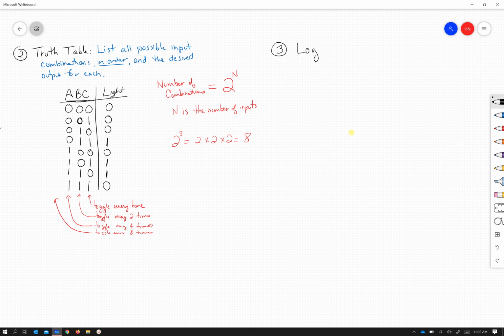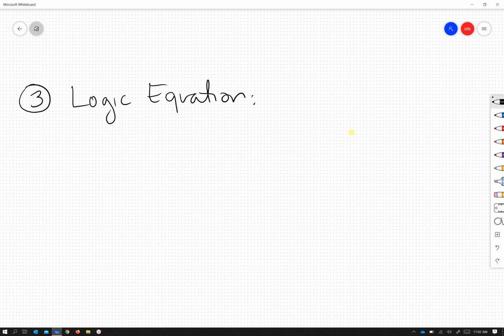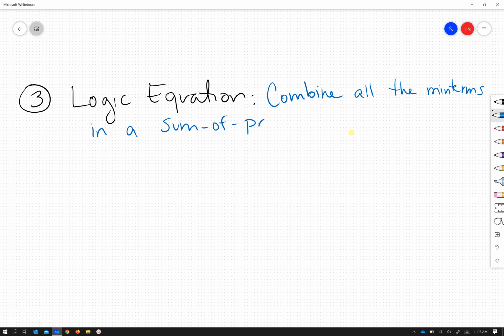I think a better word is the logic equation. So what are we going to do for the logic equation? What you're going to do is combine all the minterms, and I'll tell you what that is in a second. Combine all the minterms in a sum of products expression or equation. So there are 2 things to keep in mind. What is a minterm and what is this sum of products?